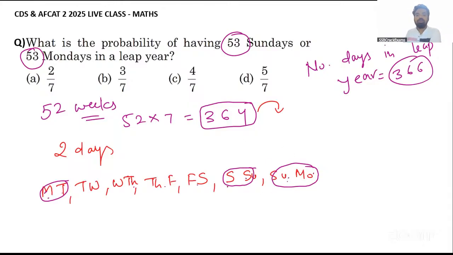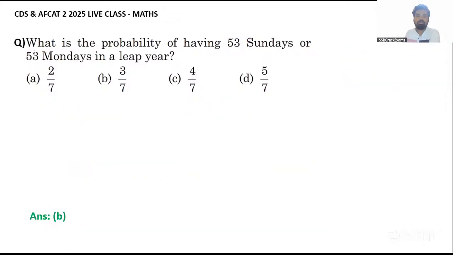So in this case, what is the probability? 1 upon 7, there are a total of 7 events. 1 upon 7 plus 1 upon 7 plus 1 upon 7, which is 3 upon 7. That's all. It is "or", so that's why we added. In case of "and", we will multiply. Here it is written "or", so that's why we have added all three possibilities. So it is 3 upon 7. So option number B is correct.